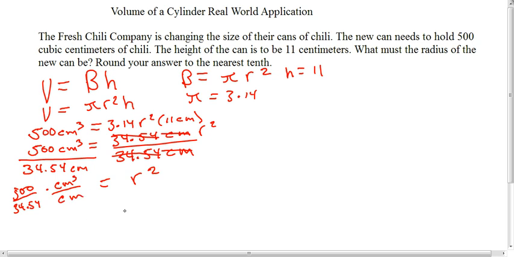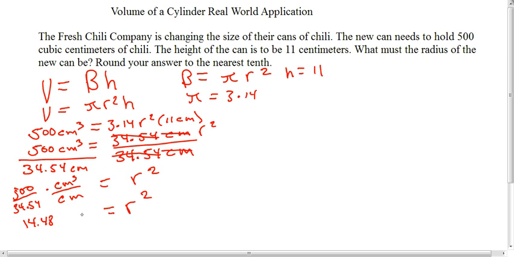Okay, so again, let's see what we'll get. So there's my r squared is equal to 500 divided by 34.54, which will give me, looks like, 14.48. We're rounding right here. So we have 14.48.